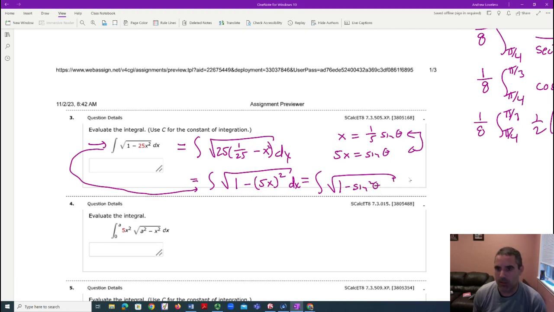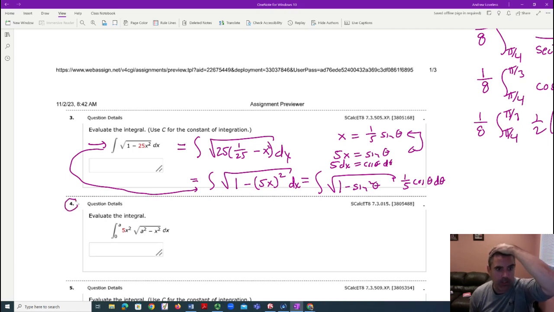But when you take the derivative, you are going to have a 1/5 cosine of theta d theta when you take the derivative of this. It's going to be 5 dx is equal to cosine of theta d theta. So dx is 1/5. And then you keep going.